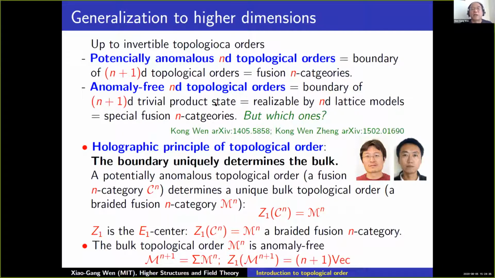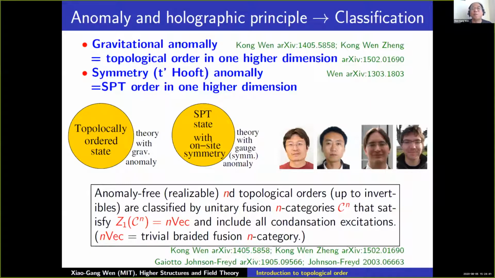This boundary-bulk relation really tells us what gravitational anomaly is. Before, we said gravitational anomaly is an obstruction to having a realization in the same dimension. But here we can say in more detail that the gravitational anomaly is almost equal to the topological order in one higher dimension. Similarly, the 't Hooft anomaly, or symmetry anomaly, is SPT order in one higher dimension. This SPT order was discussed in Zheng-Cheng Gu's talk yesterday.